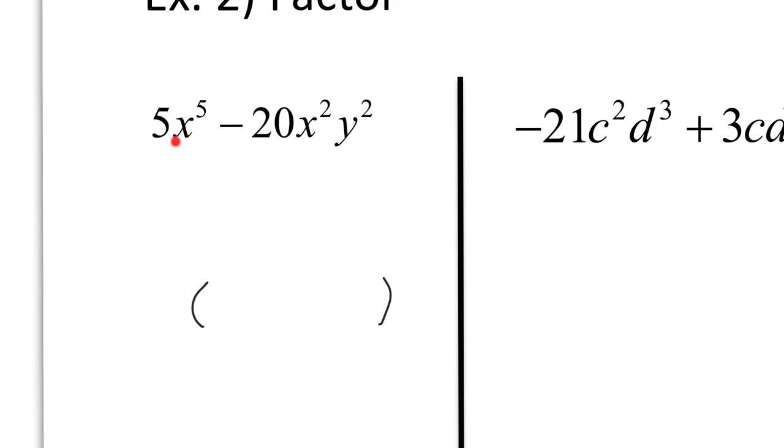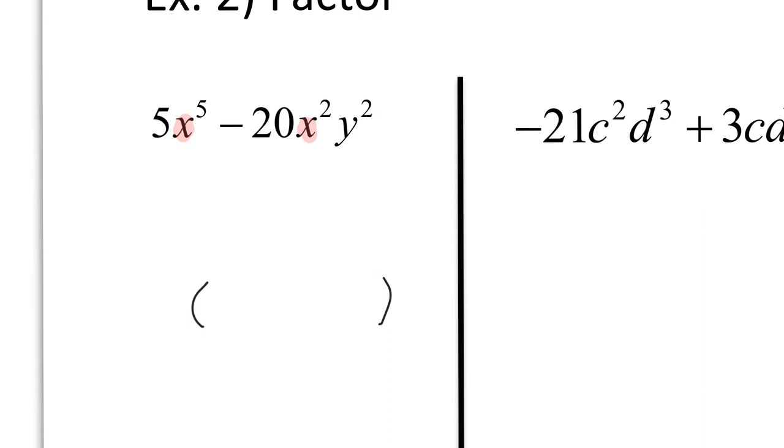So first, let's look at the variables. I noticed that this term has an x to the fifth and this one has an x squared. So they do have an x in common. This one doesn't have a y, this one has a y squared. Since one doesn't have a y, they do not have a y in common, but they do have an x in common. So I'm just going to highlight the x's so you know that that's what they have in common.